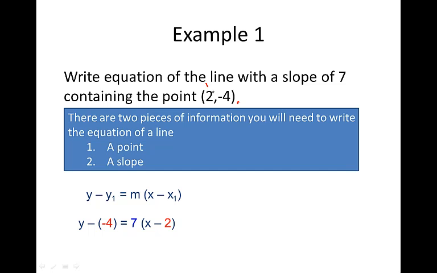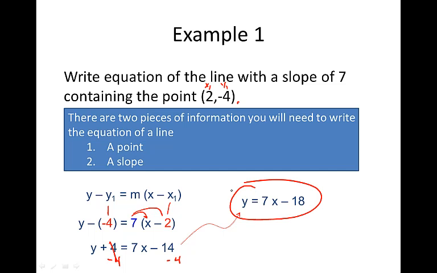Plug it in. You may want to label. So we'll put a little label x1, y1 over the point, and then it just becomes substituting these values in. So y1 is negative 4, so we put the negative 4 in for y1, and then x is 2, so plug 2 in for x1. We simplify a little bit, so we have y minus negative 4, y plus 4, and then we can distribute the 7 onto both terms to get 7x minus 14 on the right side. We're then going to subtract 4 from both sides. So the 4's cancel on the left side. We're left with y equals 7x minus 18. And that's the final answer. We will almost always solve for y in these equations.